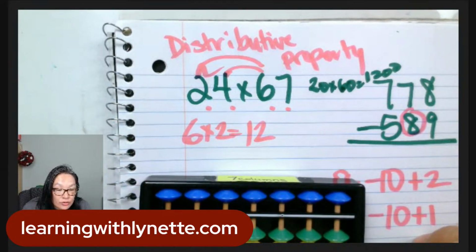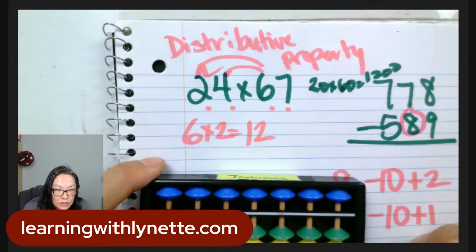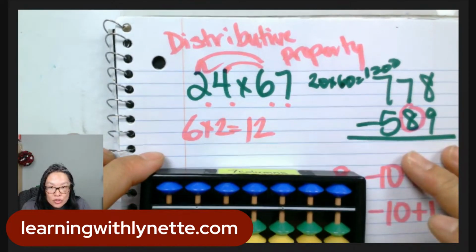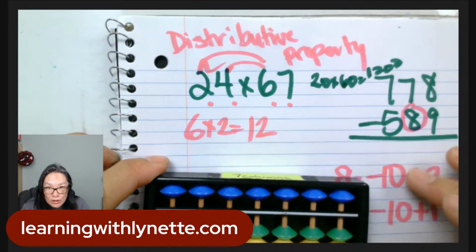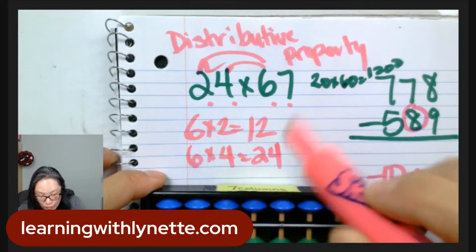I don't know how to do times. I wasn't taught. No, no, no. You have to memorize the. Okay, yes. So 24. 6 times 4 is equal to 24.